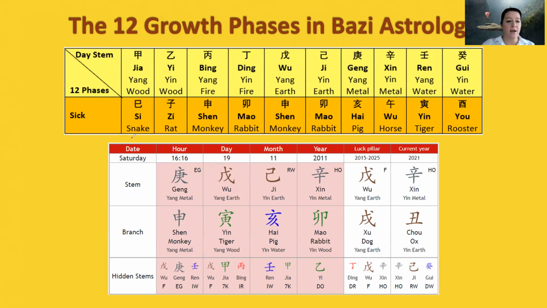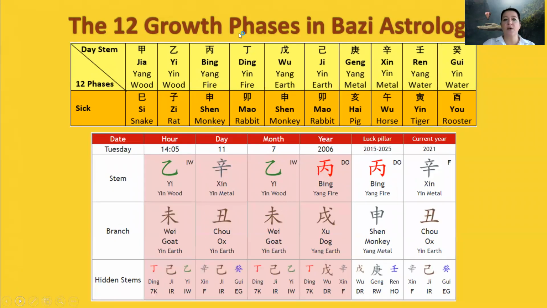Now let's have a look at another example. This one here, again, the reference point will be the day stem. Here, this is a Sin metal day stem, the yin polarity of metal. And again, we cross-reference this with the table up here. So where do we have Sin? It's here. And for a Sin metal day stem, the sick phase is in the horse.